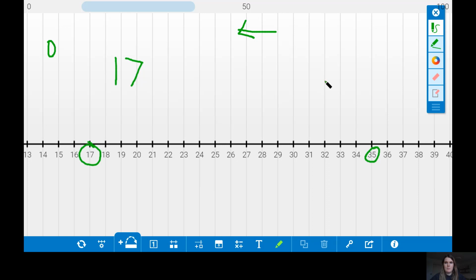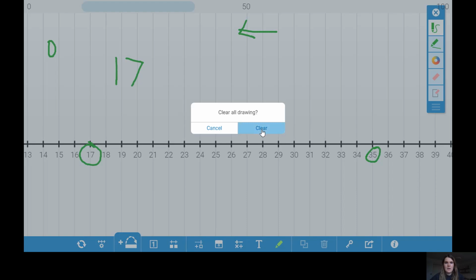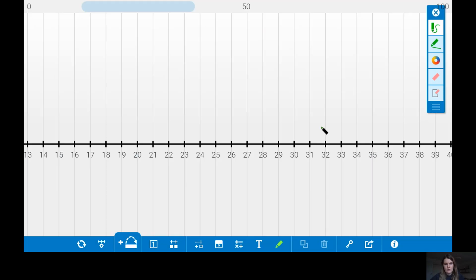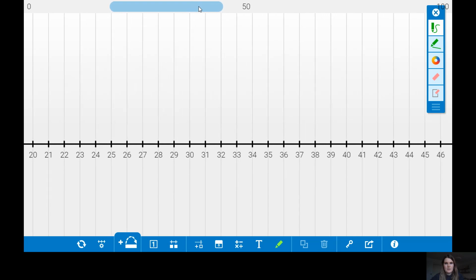Okay, let's get my number line. Let's clear everything. My numbers are 24 and 43. So I might need to move my number line along a little bit. Here we go. What are my numbers again? 24 and 43. Okay, so the first number I'm going to find is going to be 24.